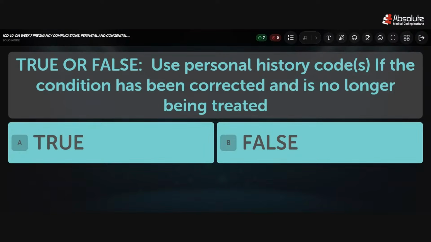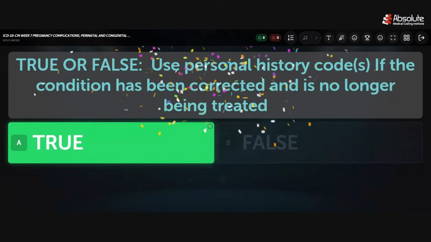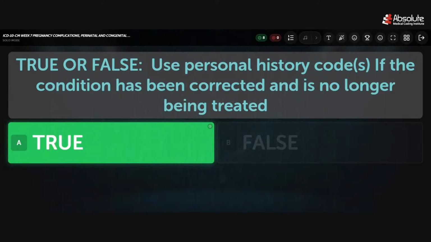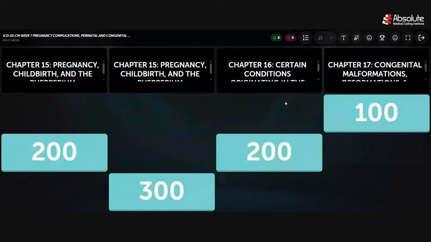Okay. So this one is going to be true. So you're going to use those personal history codes. You're definitely not going to still use a diagnosis code if the condition is no longer being treated. So that just makes sense. So this one is 100% true. Amazing job for those that got that one right.